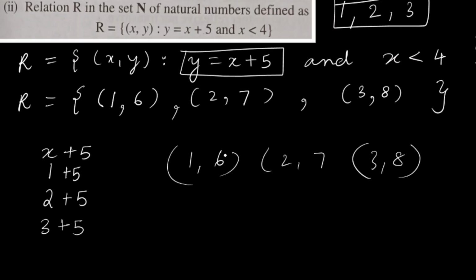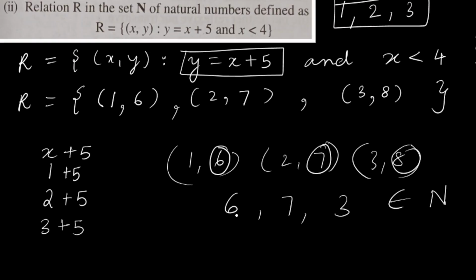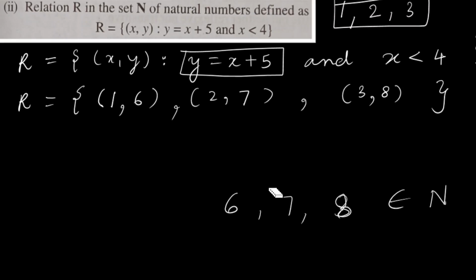Why are these relations acceptable? Because for y's value, they haven't written that it should be less than 4. They have only mentioned one thing, that the value of y should belong to natural numbers, right? And 6, 7 and 8, these values belong to natural numbers. So these are the possible ordered pairs for this relation, because they have restricted x value as less than 4. So less than 4 from the set of natural numbers we have to take, that is only 1, 2 and 3. Now let's check.